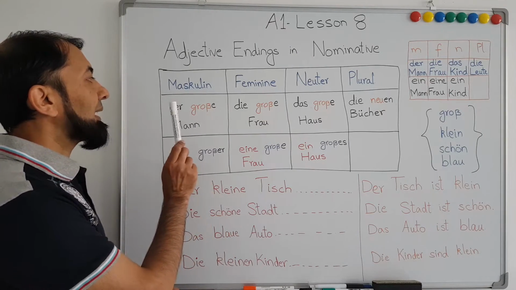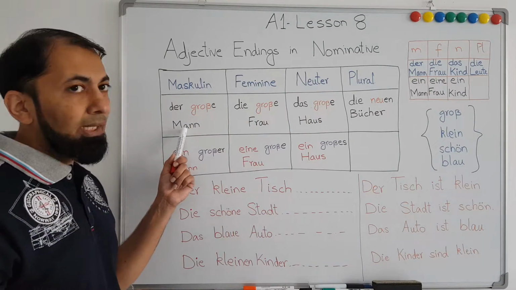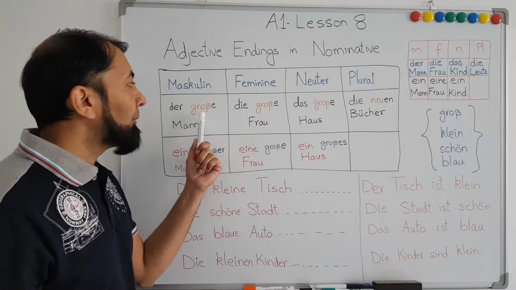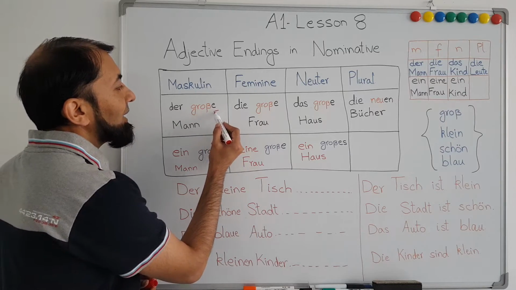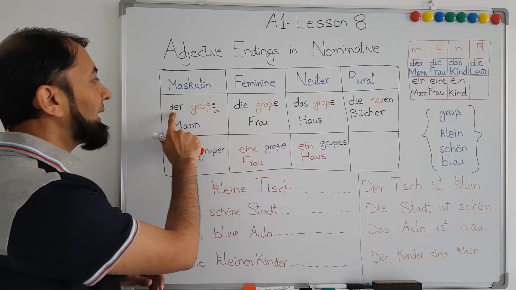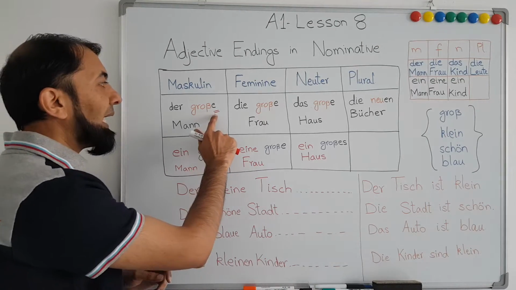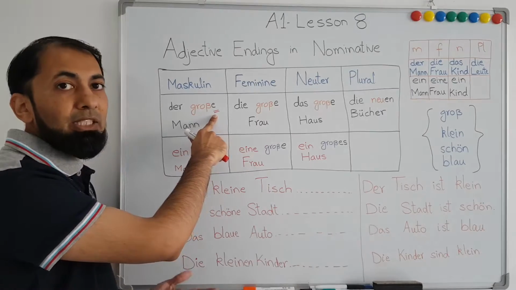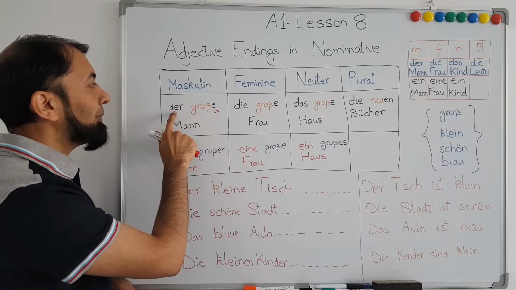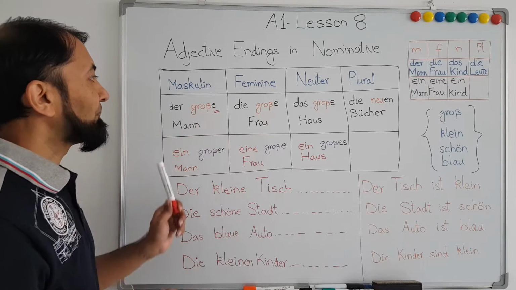Now if we use an adjective in nominative case before a masculine noun, then we will not use the basic form alone, but we will add an e in German language at the end. So it will not be der Groß Mann, rather it will be der große Mann. So we will add an e at the end of the adjective. If we use klein, then it will be der kleine Mann, der schöne Mann, for example.